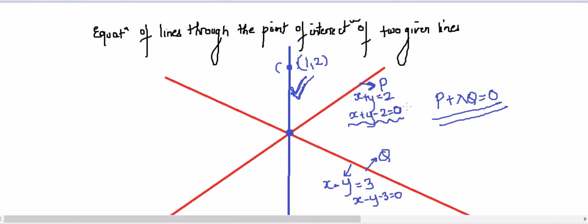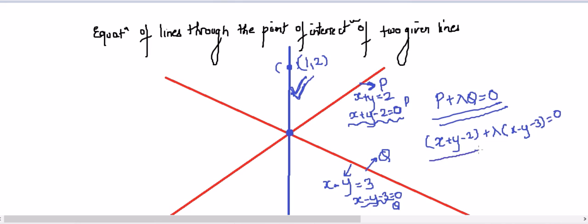Since we have supposed this line to be P and this line to be Q, just put the values right there. P is x plus y minus 2 plus lambda times Q, which is x minus y minus 3, equals 0. So this is the required equation of our line, but there is an unknown, which is lambda, and we need to remove this lambda. And how can we do that? For this, the point is given.